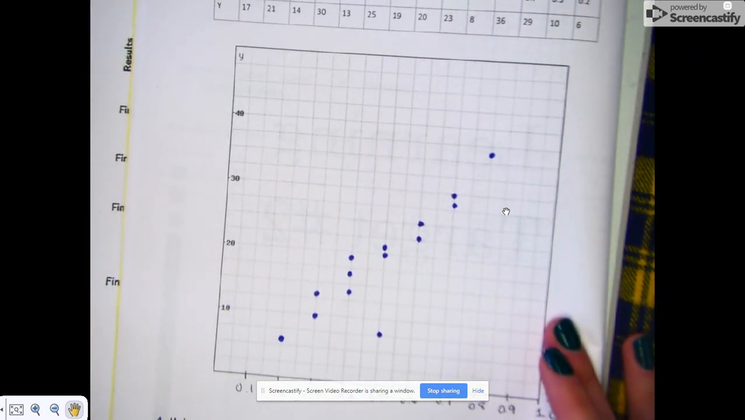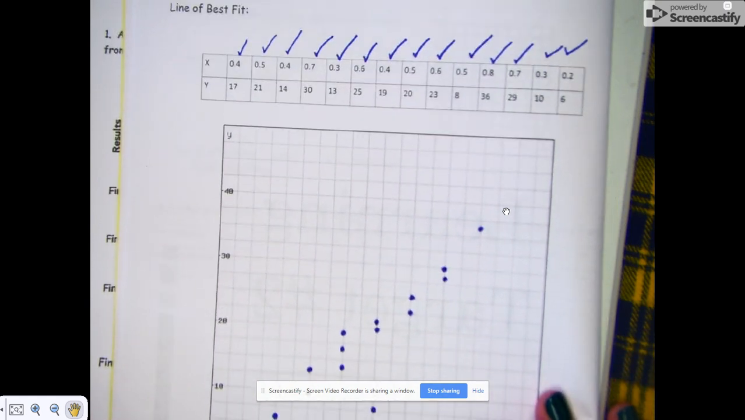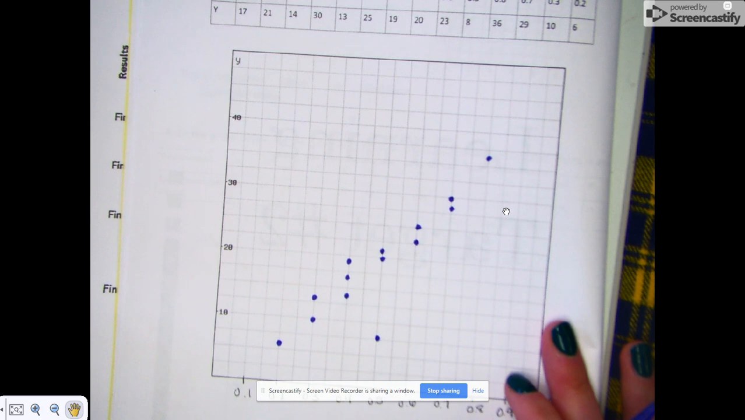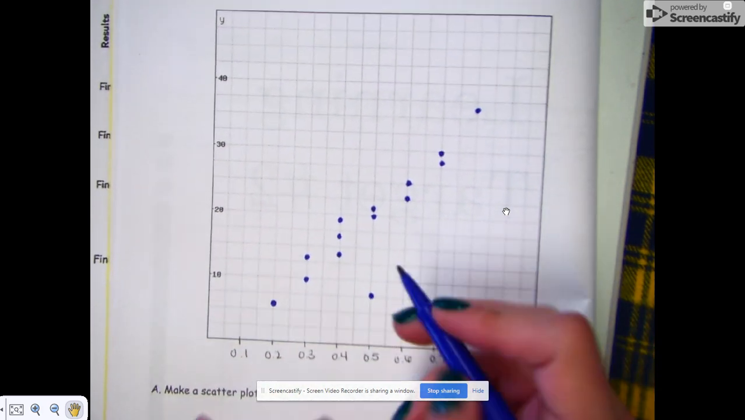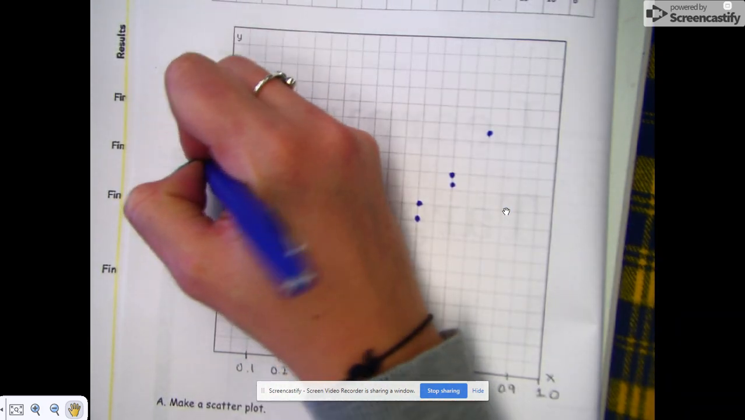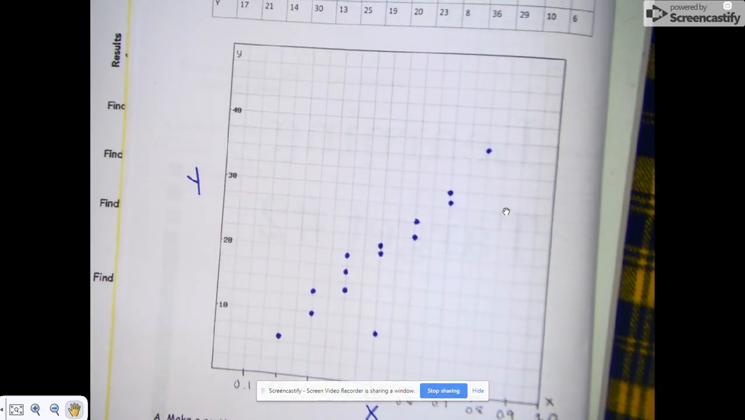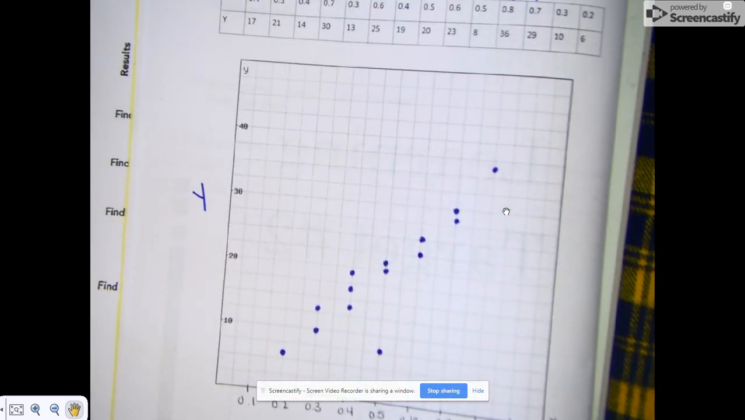So if you look, I already did this, but stop the video right now and I want you to go through and make the scatter plot. That was yesterday's learning target. And don't forget, I did forget to label your axes with what the table says for each of the points. So your x values are x and your y values are y. And then we will move on.